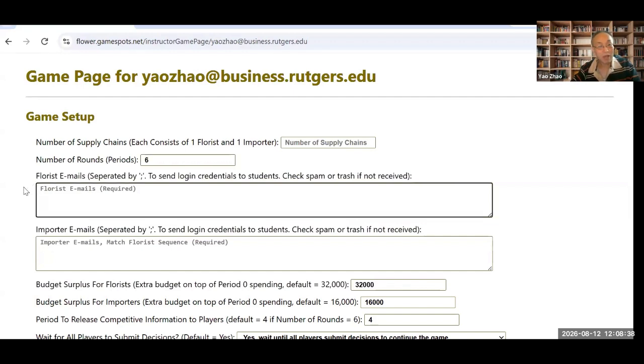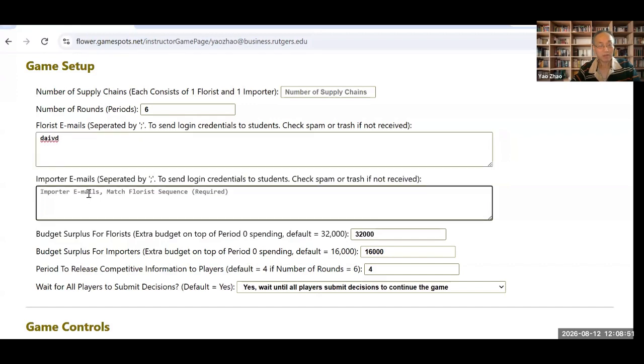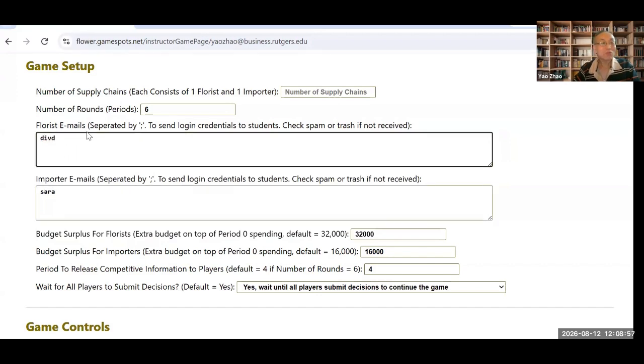Here we have 2 boxes for students: Flora's email versus importer's email. Let's see, the first one is David, and here is, let's say, Sarah, for example. You put their email in, of course. Now here I'm just doing a demo. So Sarah will be the importer of David, and David will be the customer of Sarah.